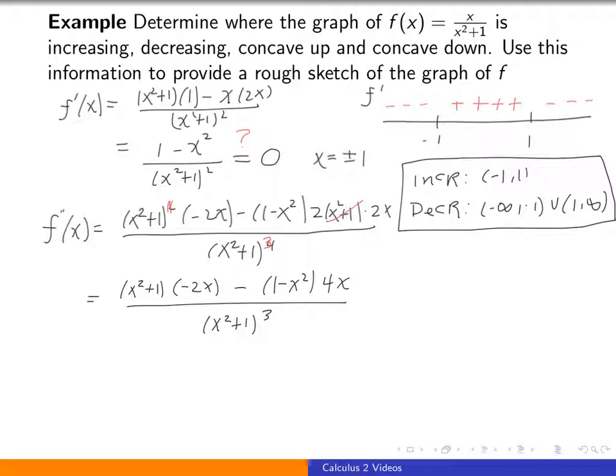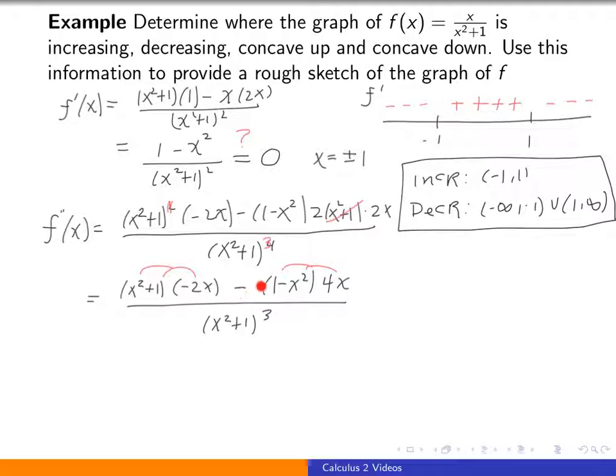Then in the top, we just need to do some simplification. So that minus 2x has to distribute through and hit everything, and the 4x has to distribute through and hit everything. So when you do that, just kind of talking our way through the top, you're going to have minus 2x cubed minus 2x.